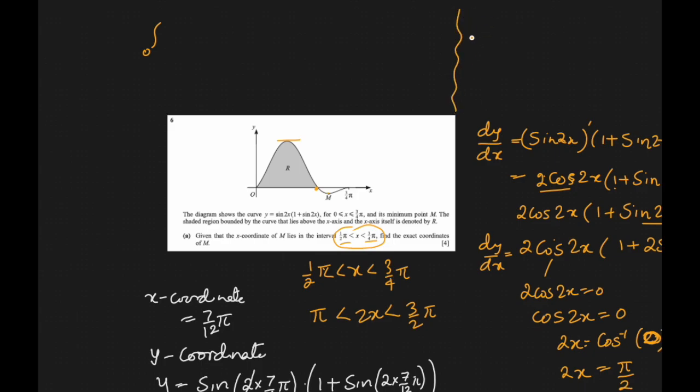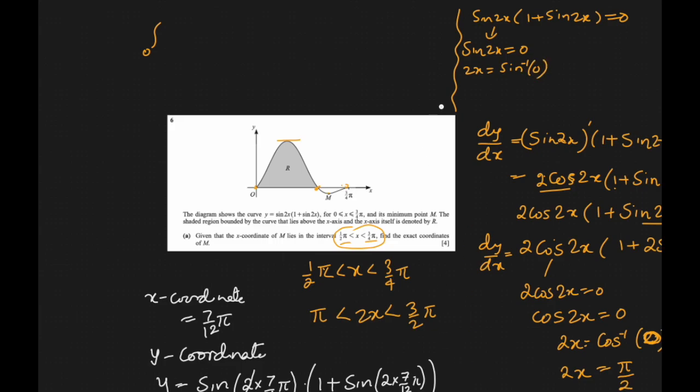What will I do? Because this is the x-intercept, I will get the x-intercepts if I make y equal to 0 in the main equation. So sine 2x times 1 plus sine 2x, this is y, right? If I make this equal to 0, it will give me the x-intercepts. So this gives me sine 2x equal to 0, so 2x equal to sine inverse 0.